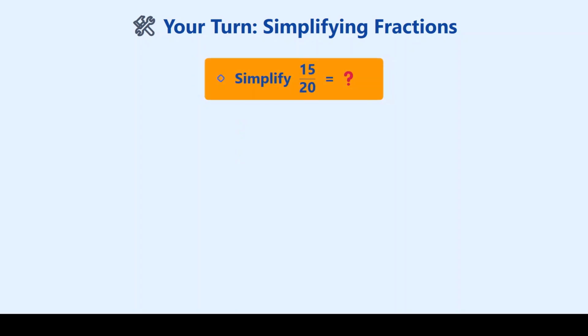Now simplify 15 over 20. What's your answer? Think carefully, remember to divide by the greatest common factor. The answer is 15 over 20 also simplifies to 3/4. Great job! You're getting better at simplifying fractions.